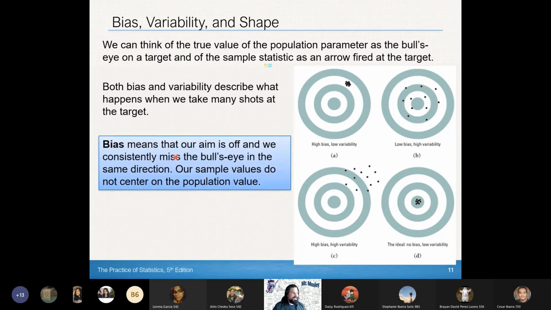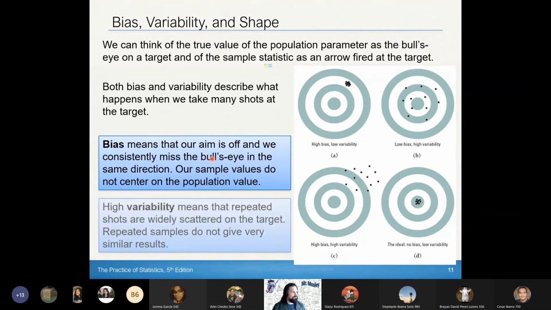Bias means that our aim is off and we consistently miss the bullseye in the same direction. Our sample values do not center on the population value. Remember, we talked about different types of bias and things like that. Those are all things that can help. It just means that we're either overestimating or underestimating what it should be.